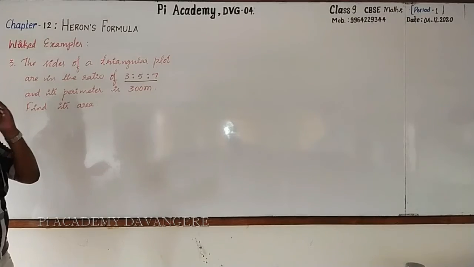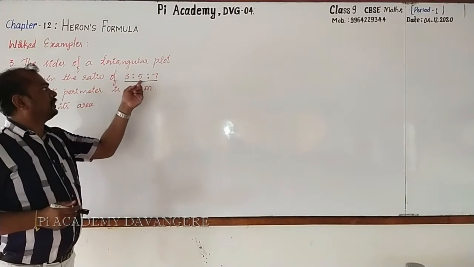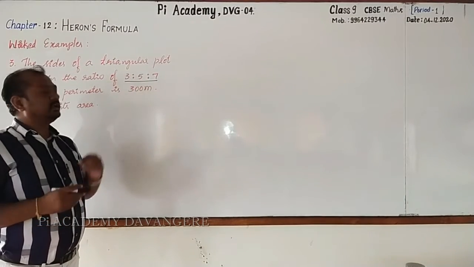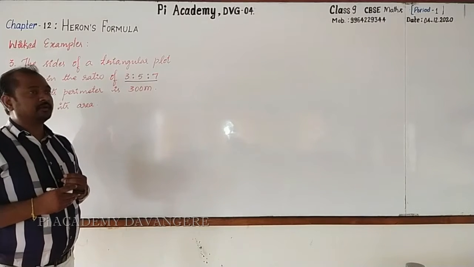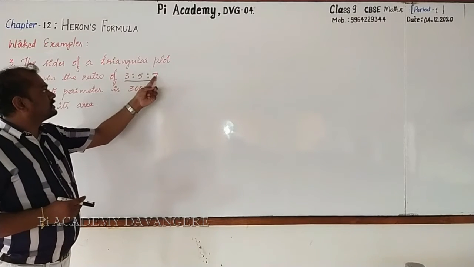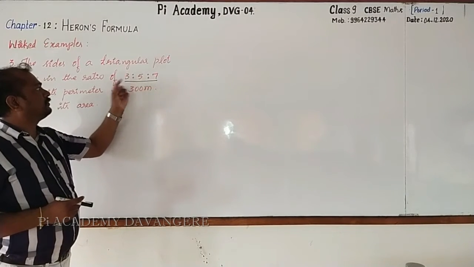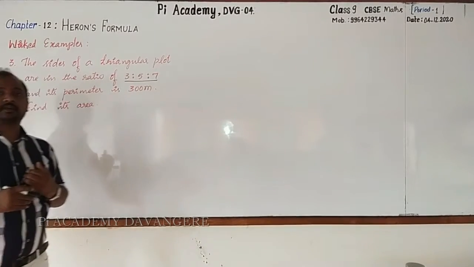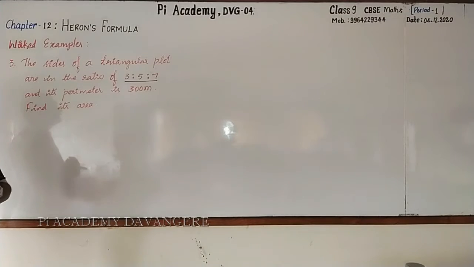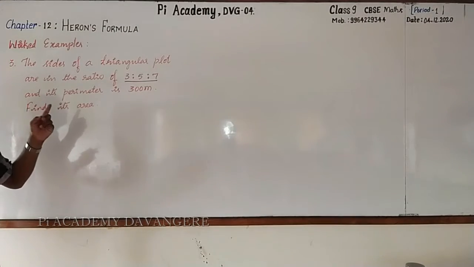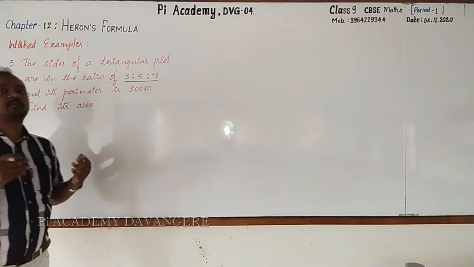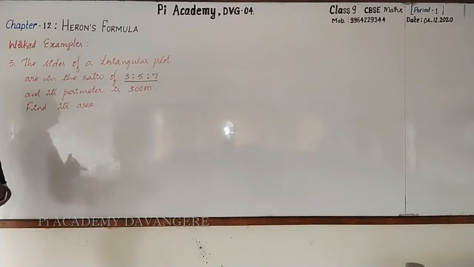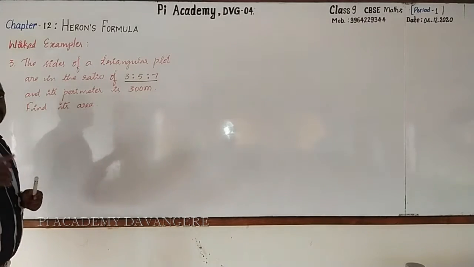Then do you think that one side is 3 meter, another side is 5 meter, one more side is 7 meter? You cannot, because on adding all these, see that 7 plus 5, 12, 12 plus 3, 15. 15 meter is not equal to 300 meter. Hence, we need to find out the sides of the triangle. Afterwards, we can go for finding. Got it? Now, let me explain that.